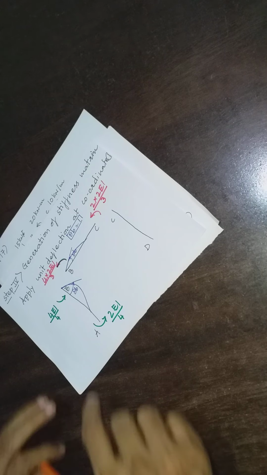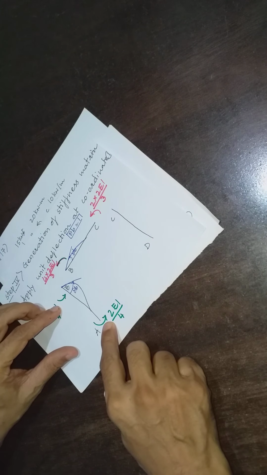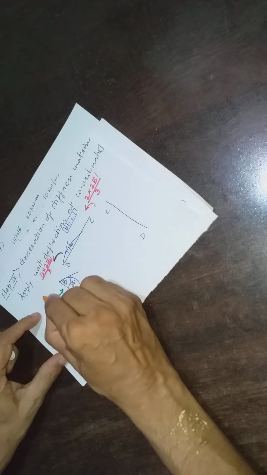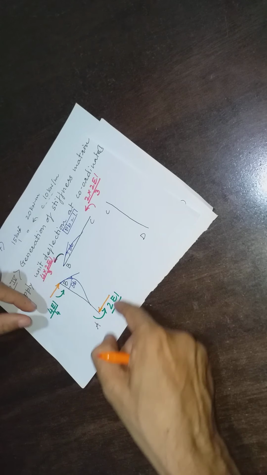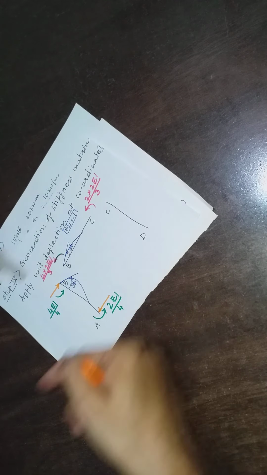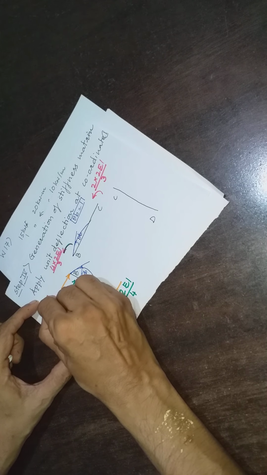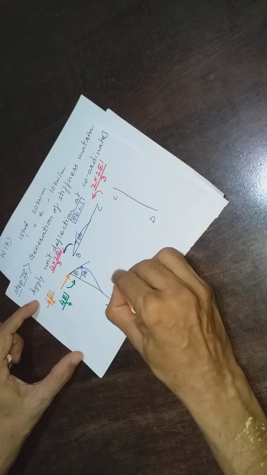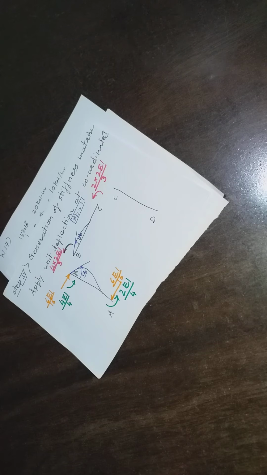I need to consider the reactions at least in the portion AB. Now I know there are two moments and two reactions. If these two moments are rotating the beam in anti-clockwise direction, there must be two forces which are rotating the beam in clockwise direction, and the value of the force is 6 EI by L square. This is 6 EI by L square, 6 EI by 16.